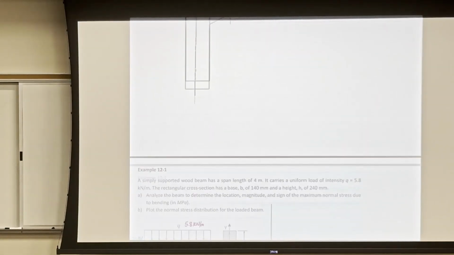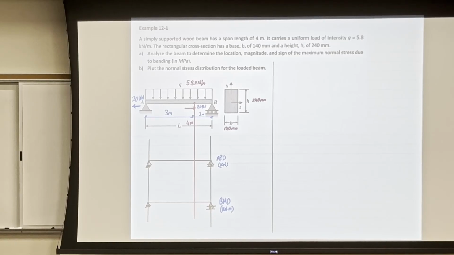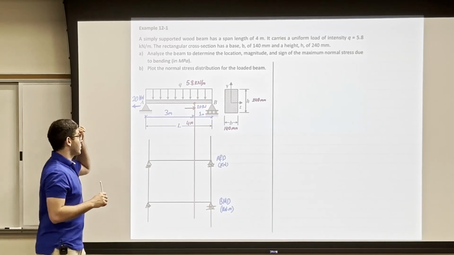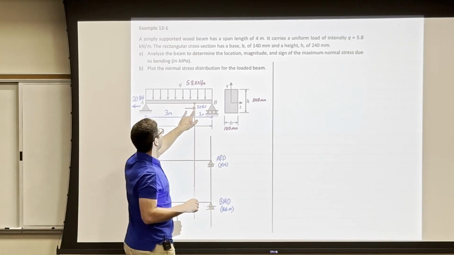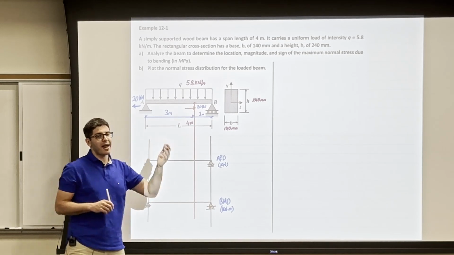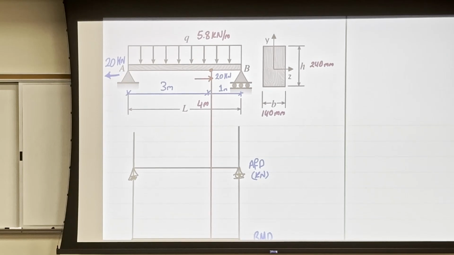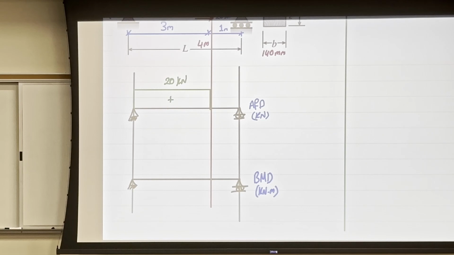Okay? Let's now solve an example, which is the same example that we did at the first part of the lecture. But now what I did add, I added a 20 kilonewton here, which is an axial load. If I want to draw the axial force diagram for this beam, I will have 20 kilonewton here. Okay? And the bending moment, we drew it before, so it's going to be 11.6 kilonewton meter. Okay?